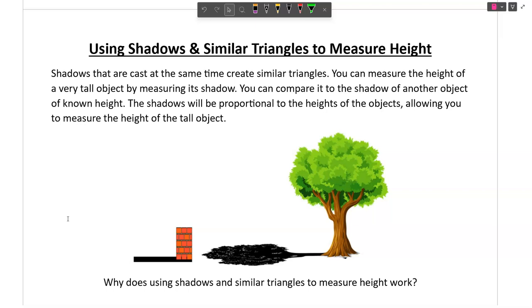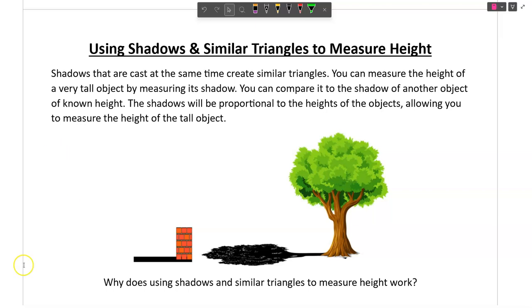Part one was talking about how we can use mirrors to generate similar triangles to find heights. This is going to be a second application. It's also going to help us find the heights of things we otherwise wouldn't be able to find. But this time, rather than using a mirror, we are going to use the sun, the power of the sun and the power of shadows.